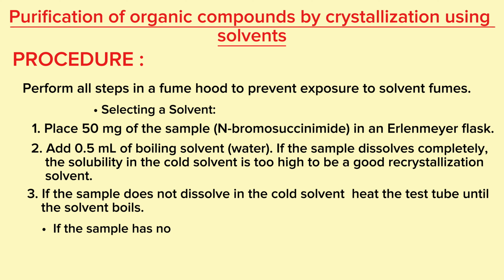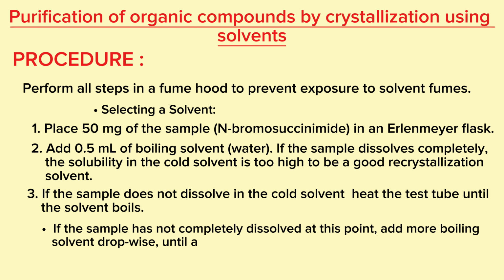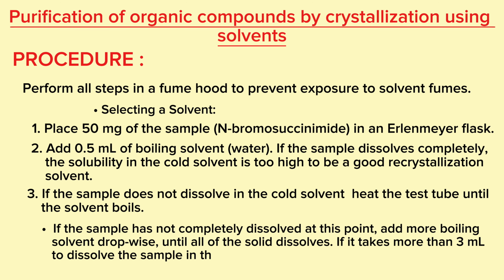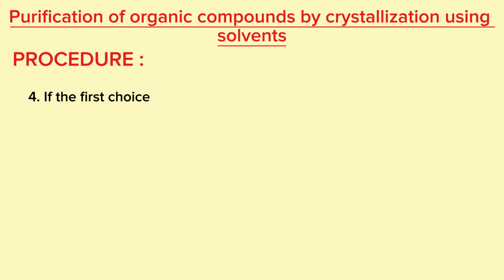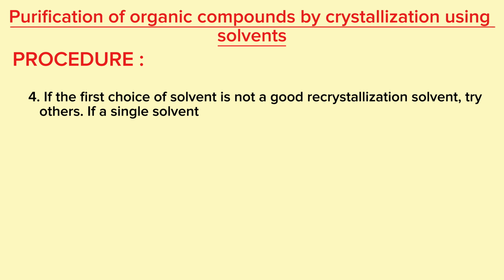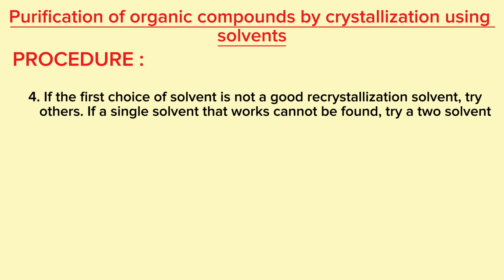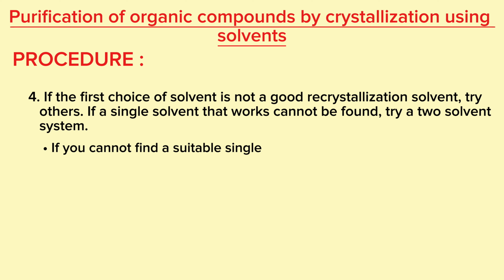If the sample has not completely dissolved at this point, add more boiling solvent dropwise until all of the solid dissolves. If it takes more than 3 ml to dissolve the sample in the hot solvent, the solubility in this solvent is probably too low to make it a good recrystallization solvent. If the first choice of solvent is not a good recrystallization solvent, try others. If a single solvent that works cannot be found, try a two-solvent system. If you cannot find a suitable single solvent system, then a solvent pair may be necessary.